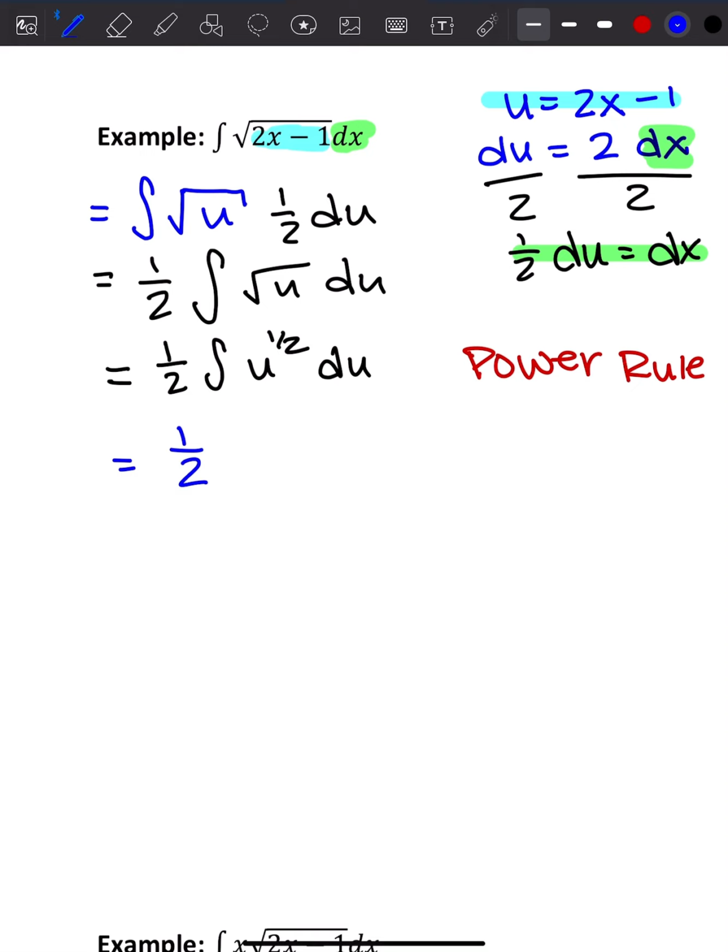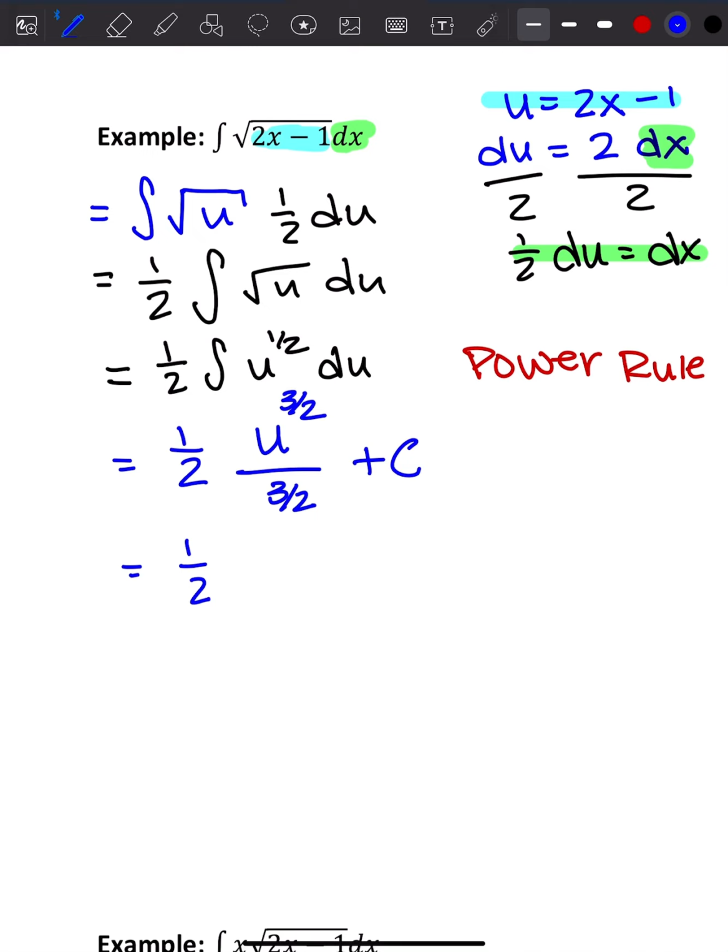So I have 1/2 up front. I have u to the power of 1/2. We're going to add 1 to it, so we're going to do 3/2. And we're going to divide it by 3/2. Okay, so now all we're going to do is make this a little bit easier. I'm going to wait to put stuff in for you because it's just going to add more stuff in. So we're going to simplify these numbers first. So I have 1/2. I have u to the 3/2 divided by 3/2.